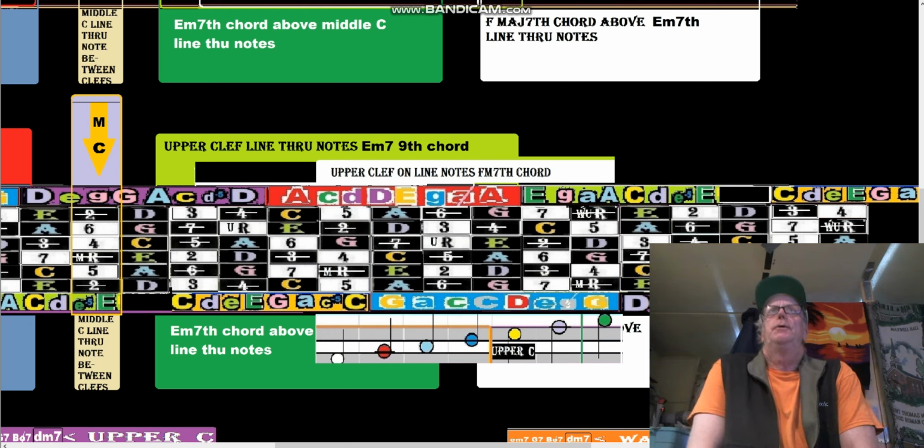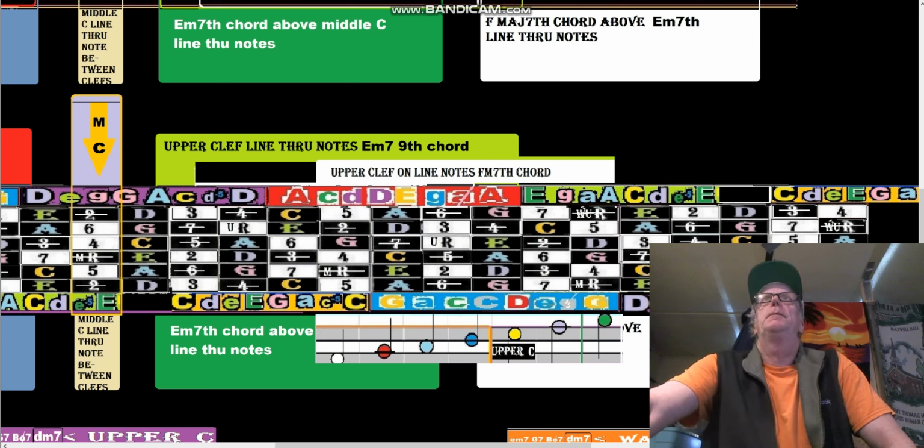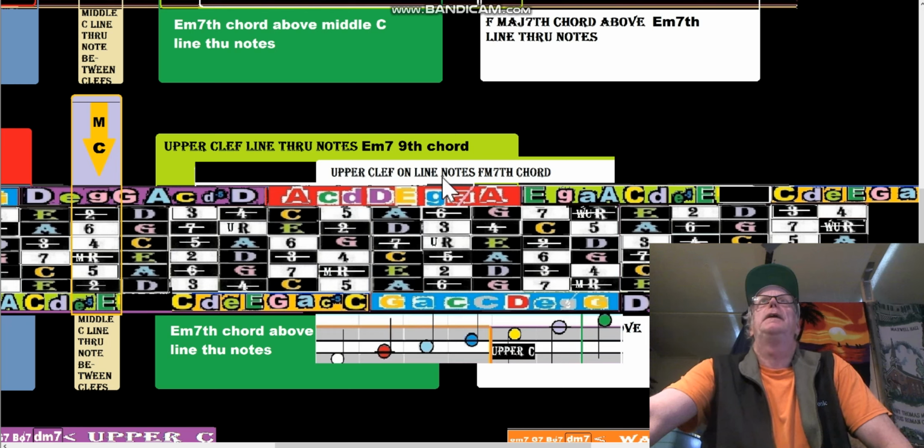Okay, so similarly on the other side of middle C, we have the upper clef line notes. So here's our upper clef, the notes on the lines, right? On the line notes. F is on a line, G is in between the lines. So it's F, A, C, and E. This is the upper clef.